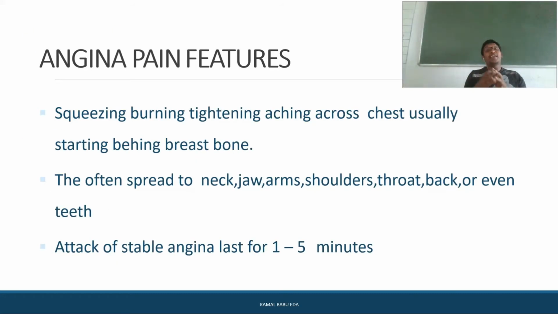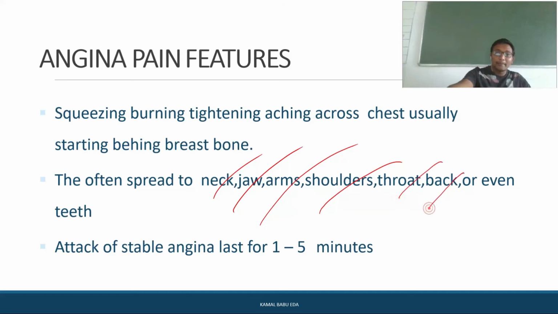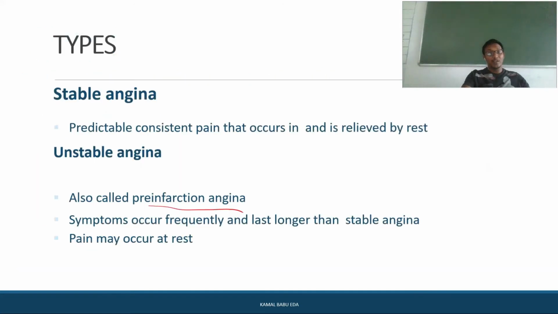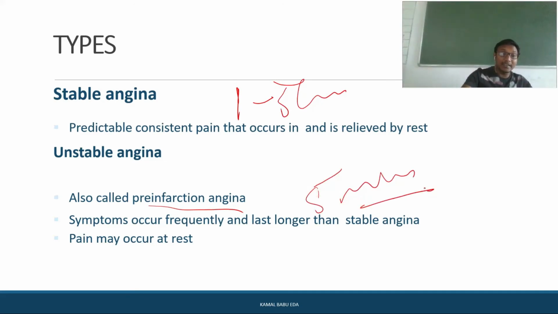Coming to the pain features of angina, it usually starts behind the breastbone. You will observe squeezing, burning, tightening, and aching across the chest. It spreads to the neck, jaw, arms, shoulders, throat, back, or even the teeth. An attack of stable angina lasts for 1 to 5 minutes, but unstable angina can last more than 5 minutes and occurs more frequently.